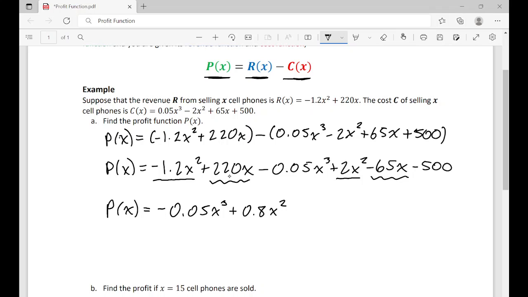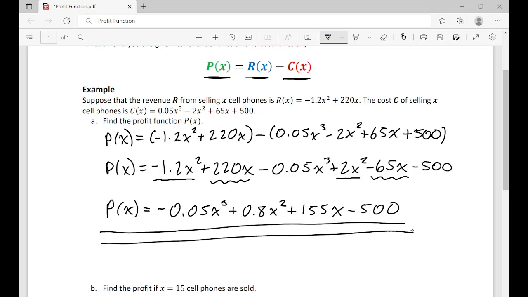Next, I've got 220 and negative 65. That is going to give me a positive 155x. And then last is just the negative 500, so put that at the end. And so my profit function is this whole thing.